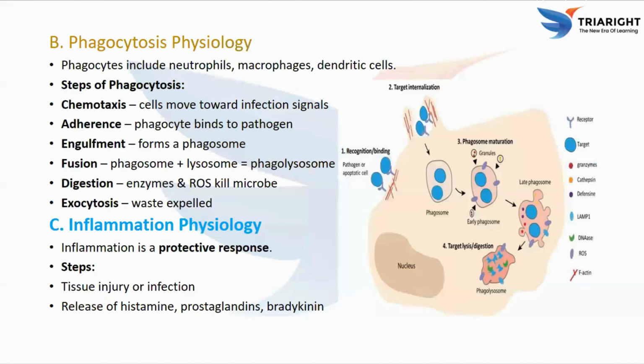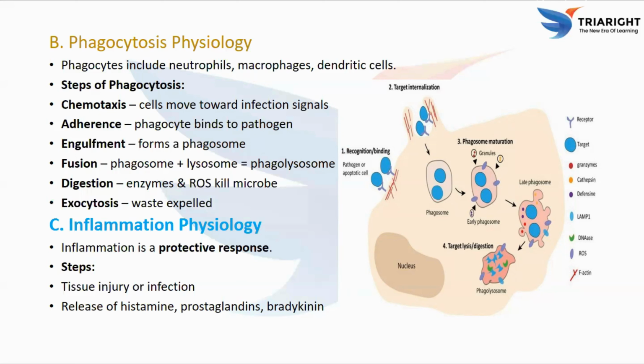Next is phagocytosis physiology. What is phagocytosis? It's a process where certain immune cells eat and destroy microbes. The main phagocytes include neutrophils, which are the first responders, short-lived but fast killers. Macrophages are long-lived and powerful big eaters. Dendritic cells are also phagocytic, but they are mainly important for antigen presentation.